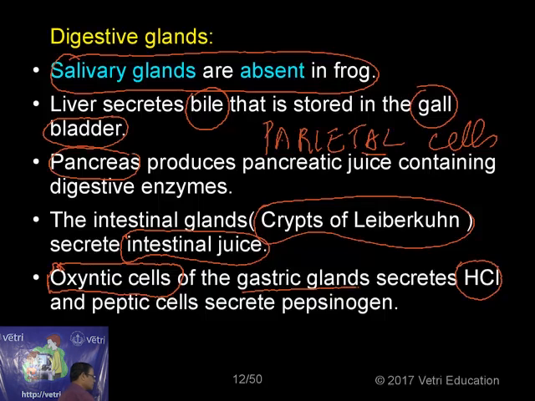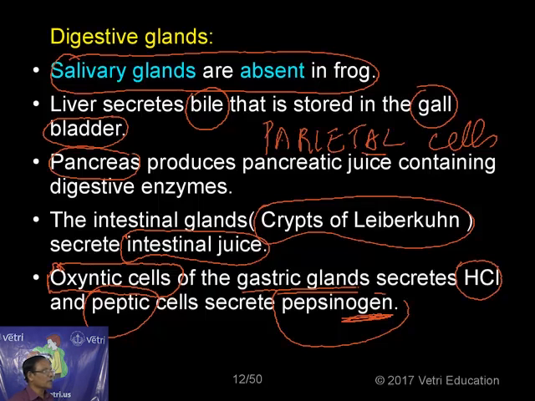There is another type of cells called enzyme secreting cells, the peptic cells. These peptic cells secrete one protein digesting enzyme called pepsinogen. Any word ending with "ogen", such as pepsinogen or chymotrypsinogen, is an inactive enzyme. Once it is activated, the enzyme is called pepsin. So the activated enzyme is called pepsin, the inactive enzyme is called pepsinogen.